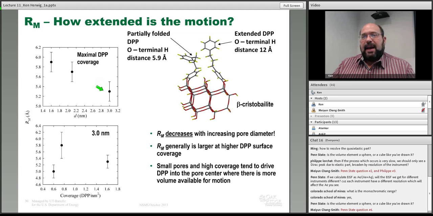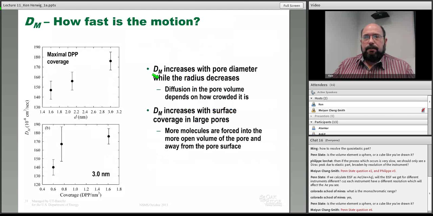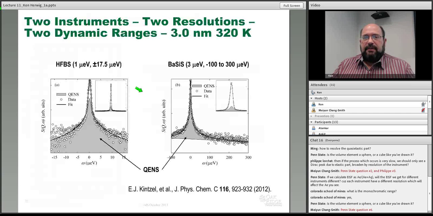And the reason for that basically is that in small pores, the molecules are forced away from the surface, and so they have to explore the volume of the pore itself. As you go up in coverage, for a given size pore, the pore volume also tends to increase. And again, that's because in both those cases, the DPP molecules are forced away from the surface of the MCM41 and into the pore volume where there is more space for them to actually diffuse. You can look at how fast the motion is, and I'll leave that to you here in a moment.